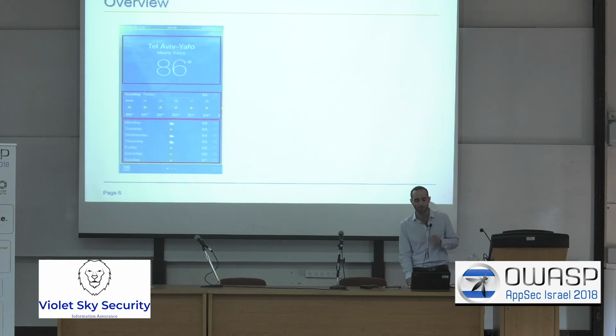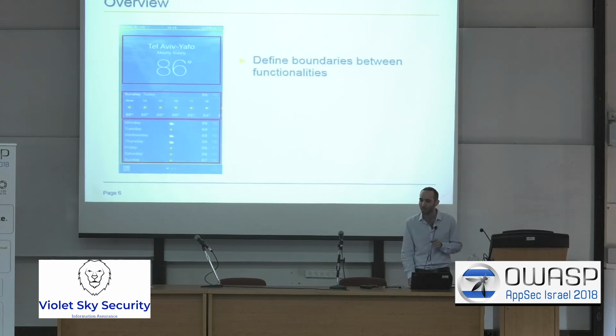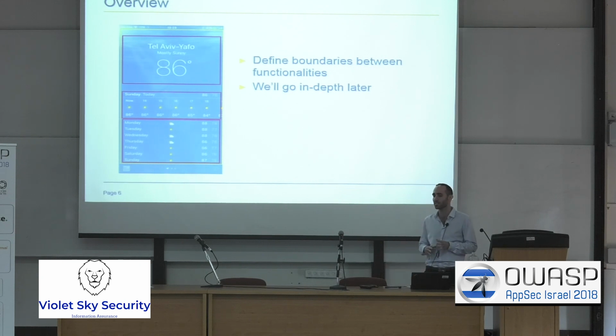For instance, if we look at this picture, all the red boxes in this picture can be view controllers. The screen itself, or what wraps those red boxes, can be a view controller as well. What that means for us as an overview is that view controllers actually define boundaries between the application's functionalities, because they group together the application's components and the related code. Again, we'll go in depth later, but if view controllers define the boundaries between the application's functionalities, that can mean a lot to us as penetration testers.